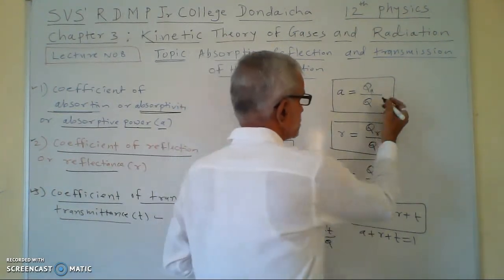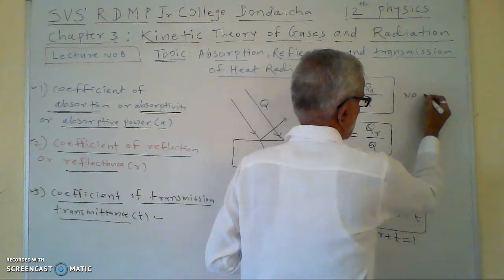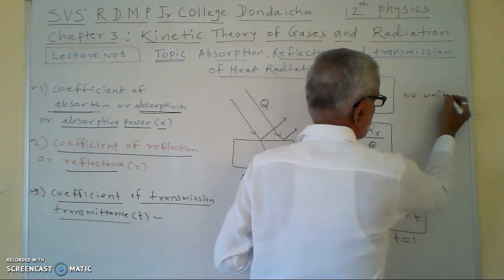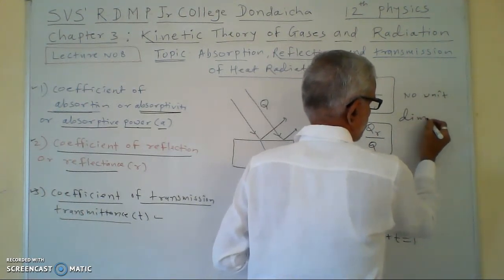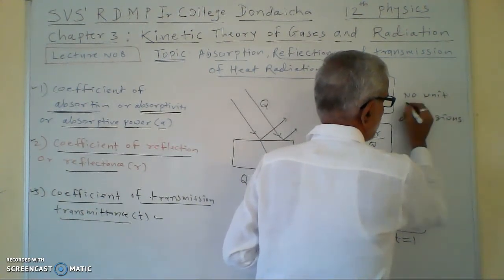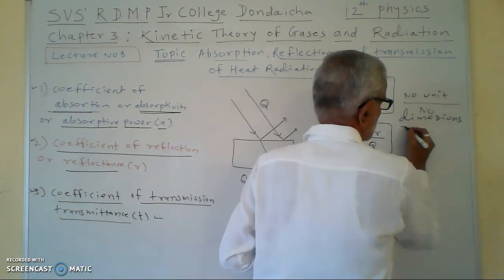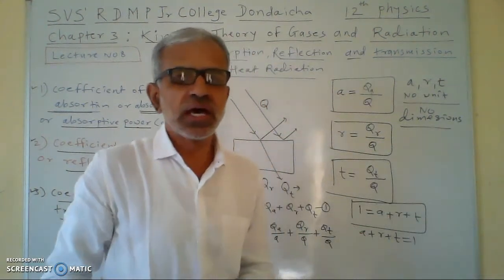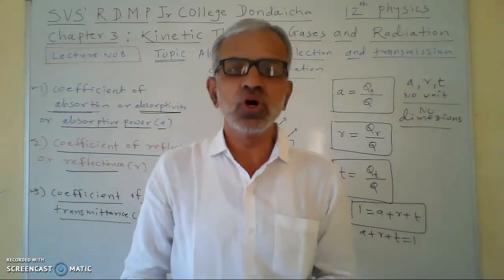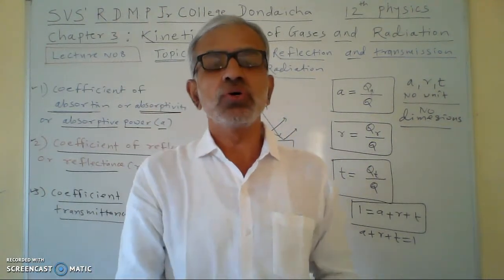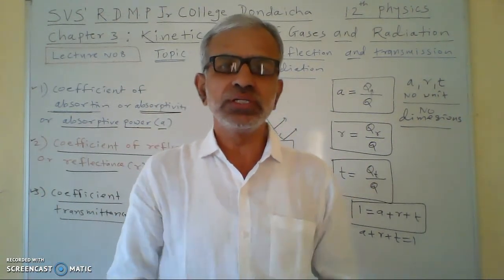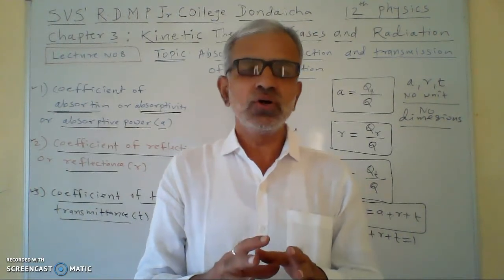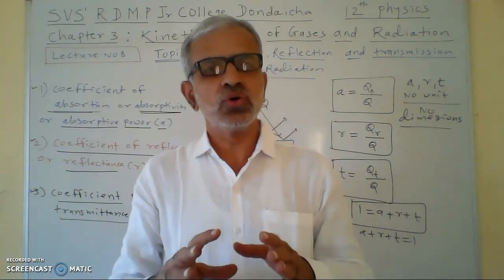Then the units: there is no unit and there are no dimensions. No units and no dimensions for A, R and T. All these three have no units and no dimensions because they are the ratio of the same physical quantities, so they have no units and no dimensions.